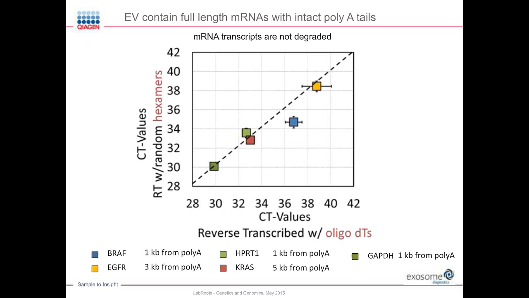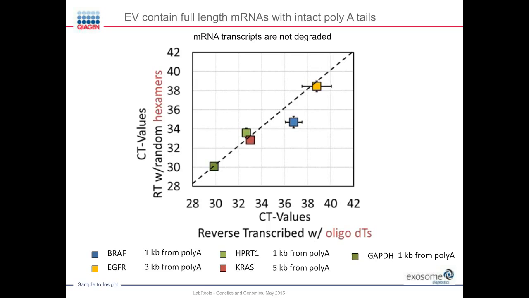So if the RNA is degraded, the further away your PCR amplicon is from the poly-A tail, the lower the chances are that the cDNA actually extends that far because of strand breaks. And what we would see then is that the CT values are higher than they are with the random priming strategy.